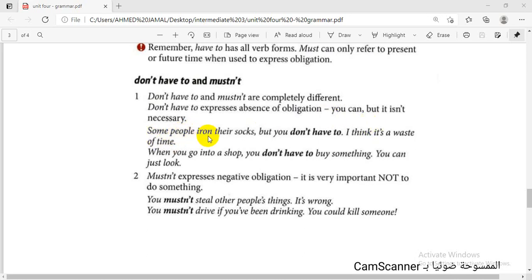Some people iron their socks but you don't have to. I think it is a waste of time. When you go into a shop, you don't have to buy something, you can just look.